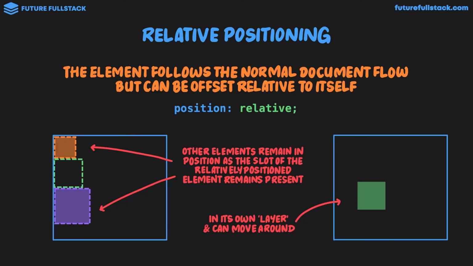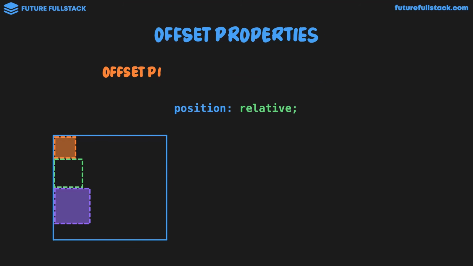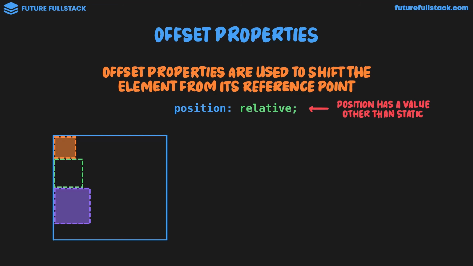So how do we move this element around? We do this with offset properties. Offset properties are used to shift the element from its reference point. Now for this to work, the position property must have a value other than static. So using offset properties wouldn't work for regular elements, because by default, regular elements have a position property of static. But the offset properties do work when it has a non-static value, like relative and the other values we're going to be seeing soon. So for an element with position relative, the reference point is the element itself.